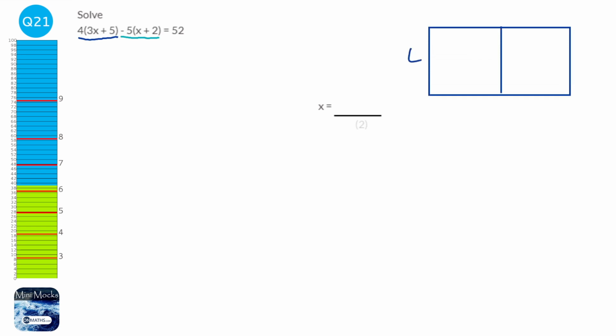So we're doing 4 times, and inside the brackets we've got 3x plus 5. So I'm going to times those out. 4 times 3 is 12, so that'll be 12x. 4 times 5 is 20, so that's going to be positive 20.